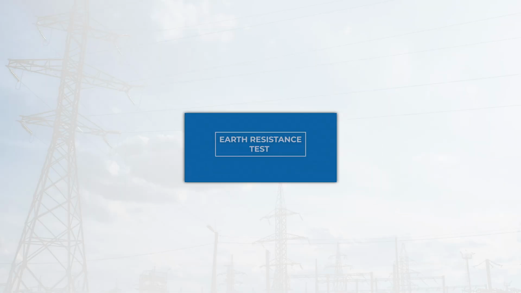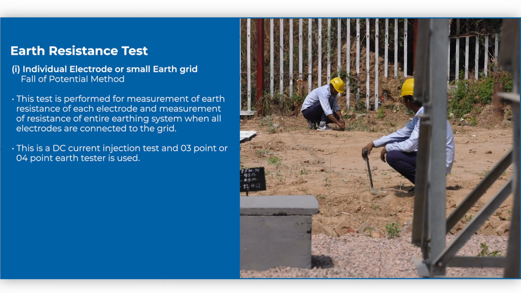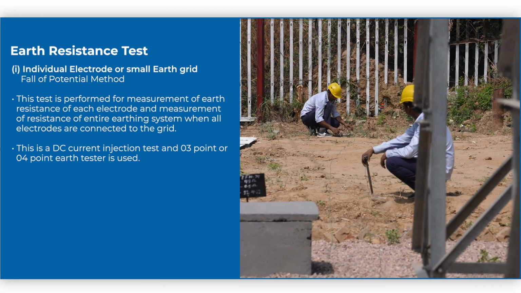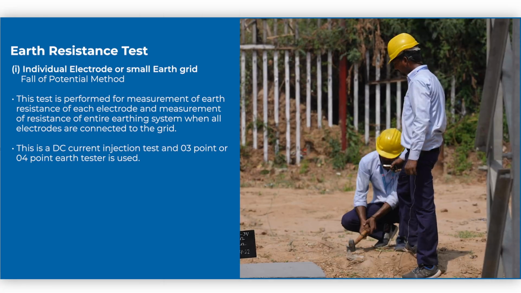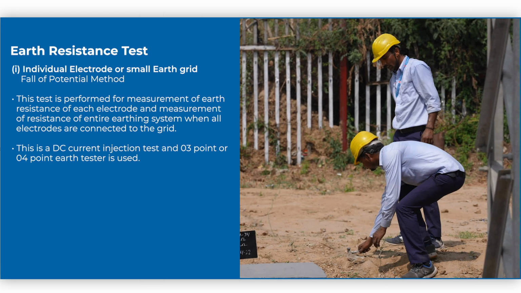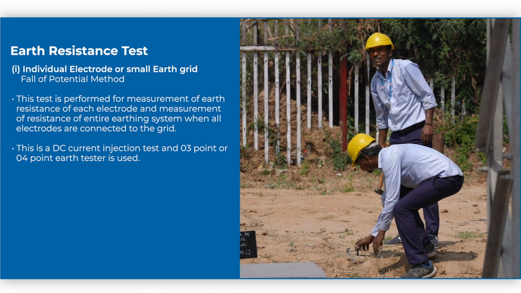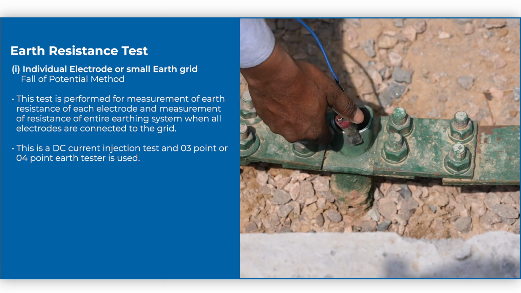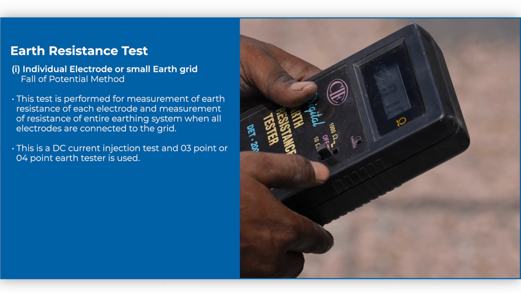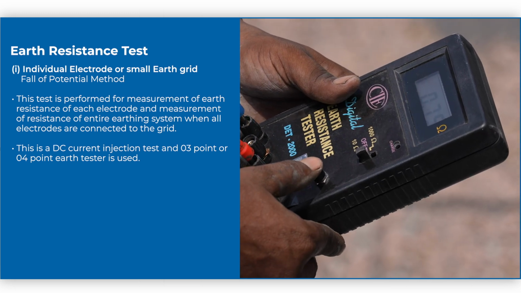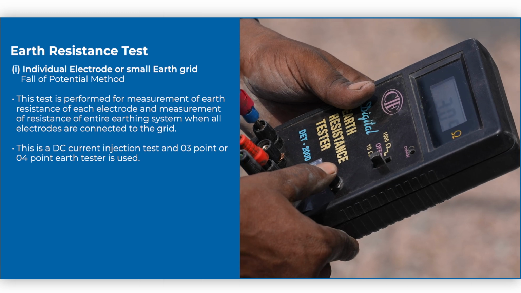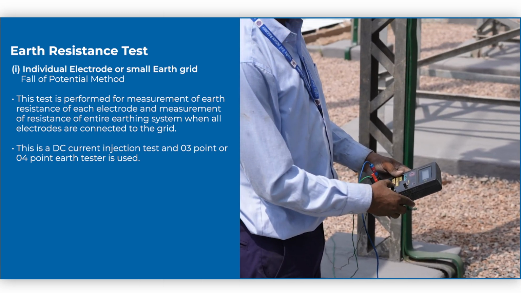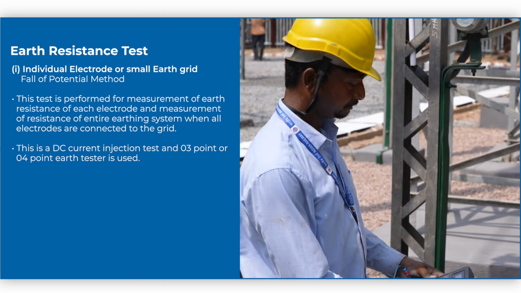Earth resistance test. Individual electrode or small earth grid. This test is performed for measurement of earth resistance of each electrode and measurement of resistance of the entire earthing system when all electrodes are connected to the grid. This is a DC current injection test, and a 3-point or 4-point earth tester is used.